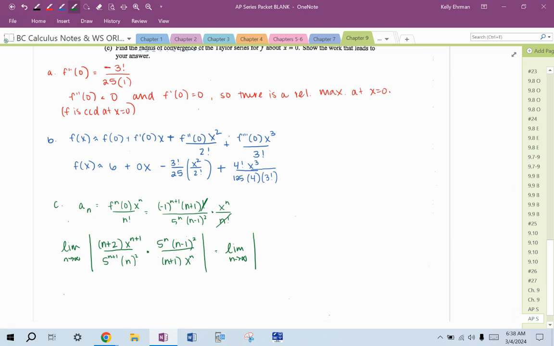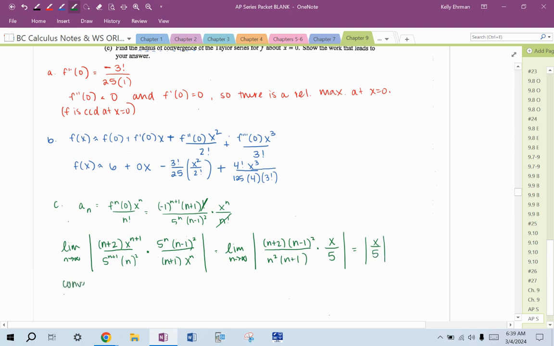So none of the n's polynomial expressions will cancel. So I'm just going to collect those. I've got an n plus 2, an n minus 1 squared. And then in the denominator, I've got n squared and n plus 1. And then for the x's, we have an x left on top and a 5 left in the denominator. So now I can take the limit. So when we plug in infinity for the n's, this is a rational expression. It's degree 3 on the top and degree 3 on the bottom. So that limit goes to 1. We're left with the absolute value of x over 5.